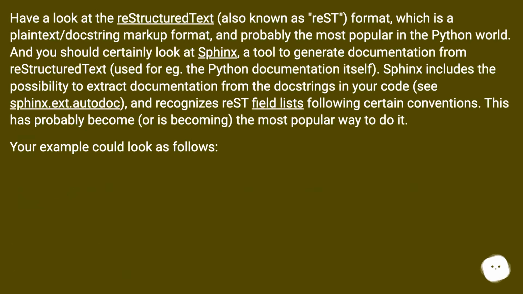Have a look at the restructured text, also known as REST, format, which is a plain text/docstring markup format, and probably the most popular in the Python world. And you should certainly look at Sphinx, a tool to generate documentation from restructured text, used for example, the Python documentation itself. Sphinx includes the possibility to extract documentation from the docstrings in your code, see sphinx.ext.autodoc, and recognizes REST field lists following certain conventions. This has probably become, or is becoming, the most popular way to do it.